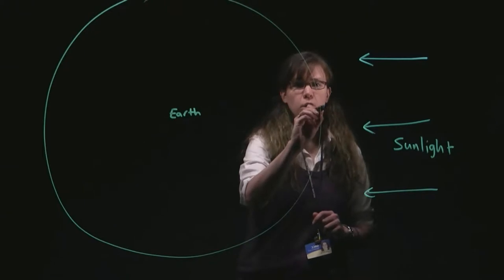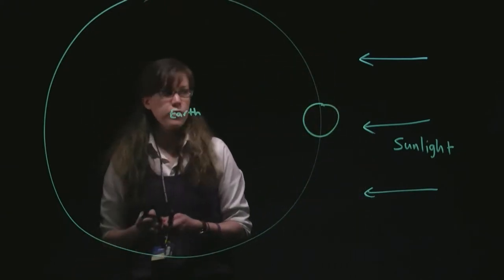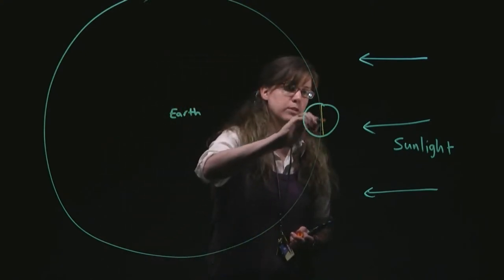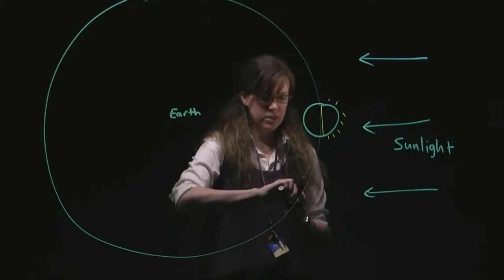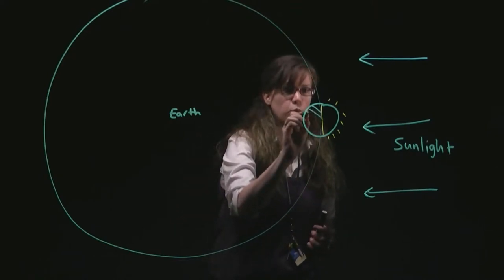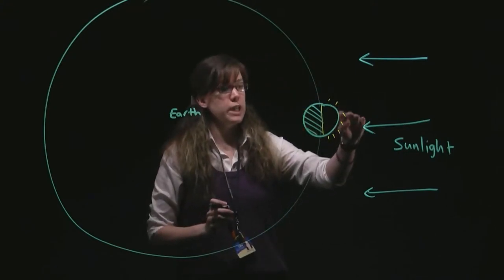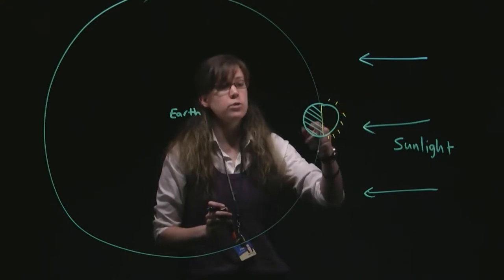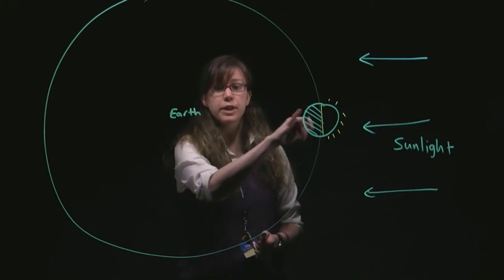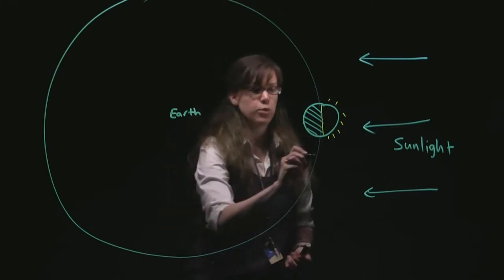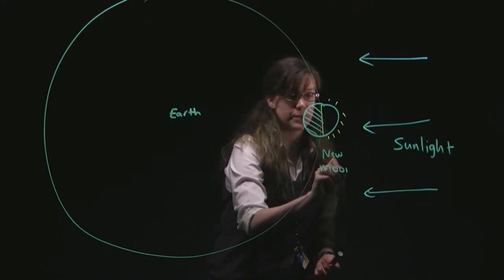So let's start out with this one. If we think about which half of the moon is lit up with sunlight, this is the side of the moon that has sunlight, and this is the side that is dark. We don't get to see that side. If we were standing on this side, it would be daytime on the moon. If we were standing on this side, it would be nighttime on the moon. This situation would be new moon, where we don't get to see any of the lit up side.